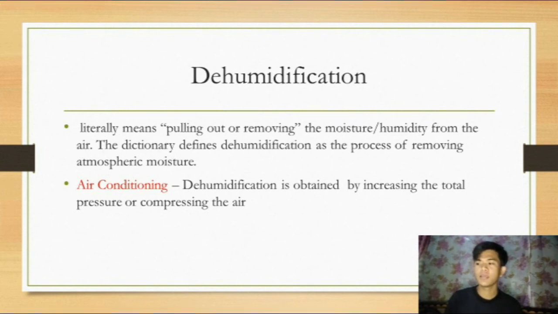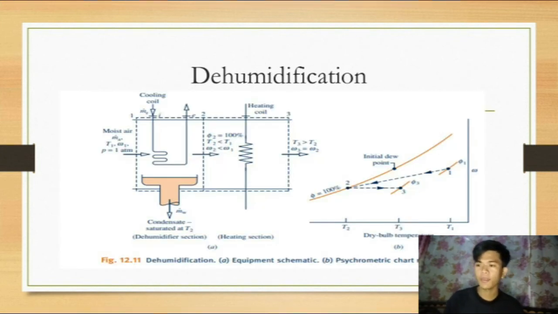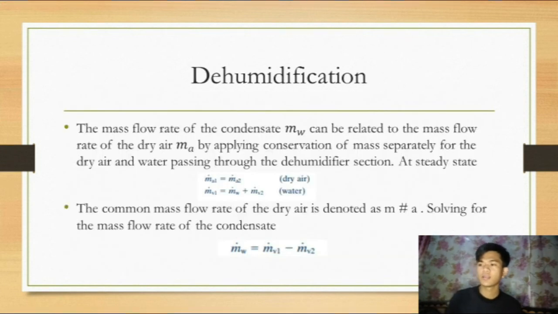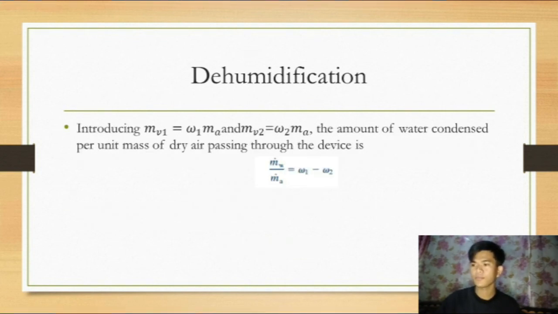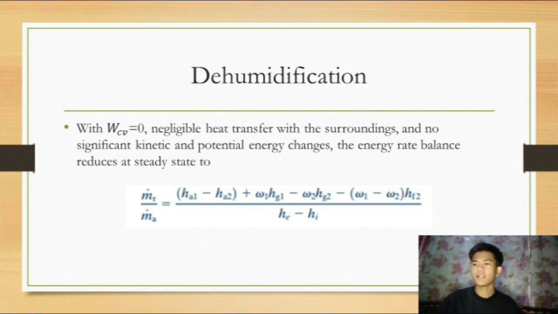In an air conditioning system, it is obtained by increasing the total pressure or compressing the air. The figure shows the equipment schematic and the psychrometric chart representation for dehumidification. The formula shows the mass flow rate of dry air and water, and also the mass flow rate of the condensate. By applying the humidity ratio, we can also obtain the mass flow rate per unit mass of dry air passing through the device.